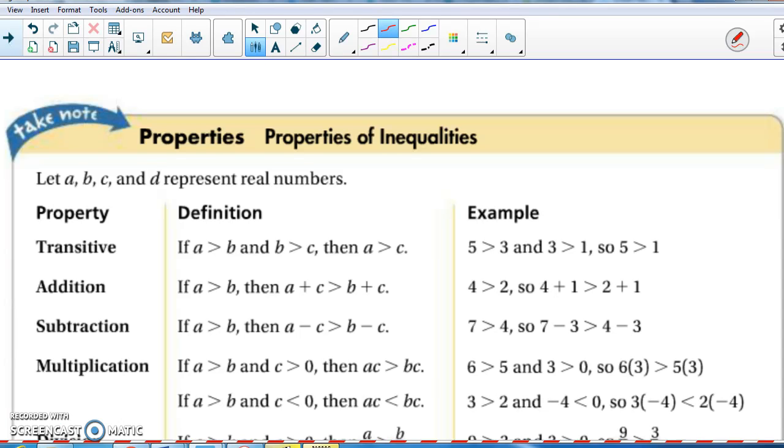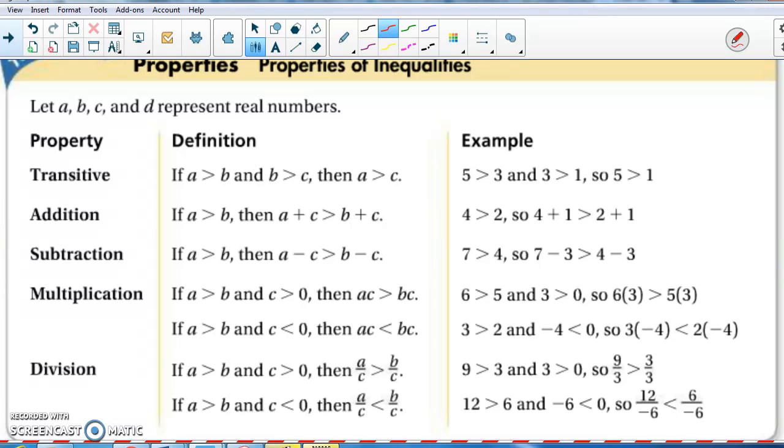Properties of inequalities: transitive, addition, subtraction, multiplication. These are very similar to the ones with an equal sign. So if we add to one side, we have to add to the other. If we subtract from one side, we have to subtract from the other. If we're multiplying by a positive number, then the inequality sign stays the same. But if we are multiplying by a negative number, then we have to flip the inequality. And that's the same for division as well.